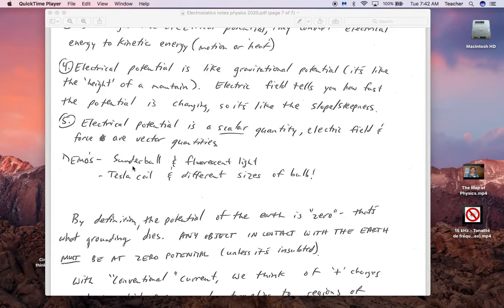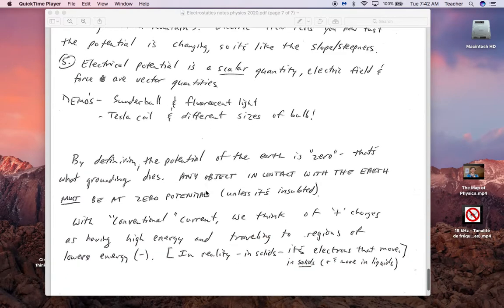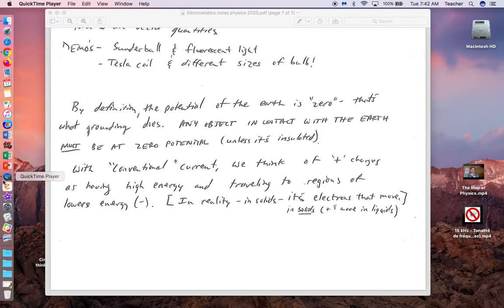So we did have the plasma ball and a fluorescent light. Hope you liked that. It showed that there was higher energy toward the center and less toward the end. So the fluorescent light lit up even though it was not directly touching the ball. And I think that's it. So hopefully that'll be good.